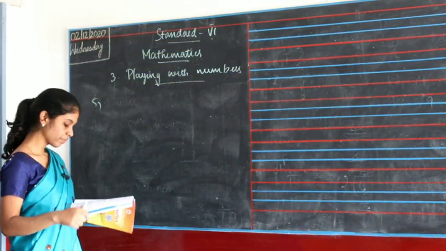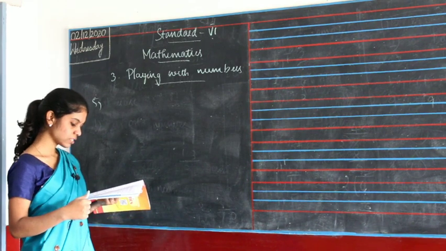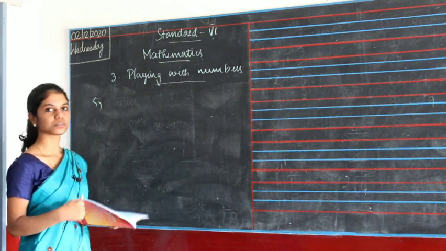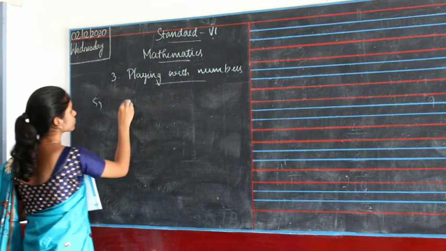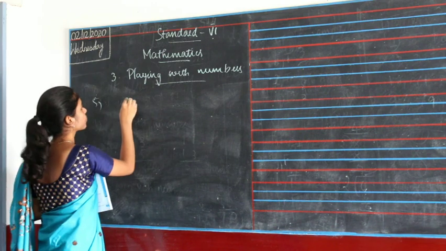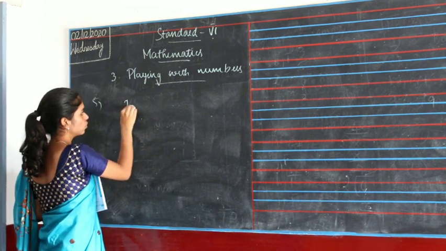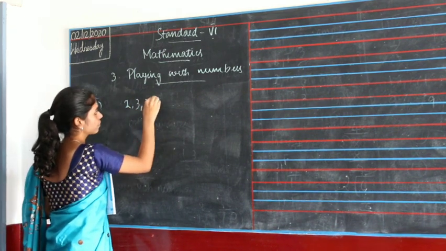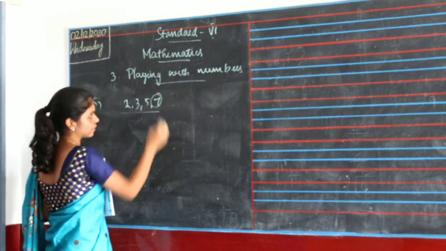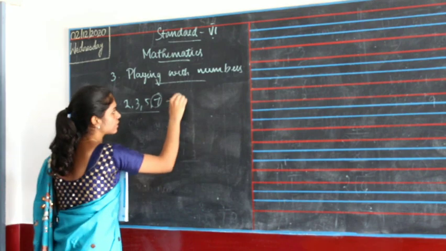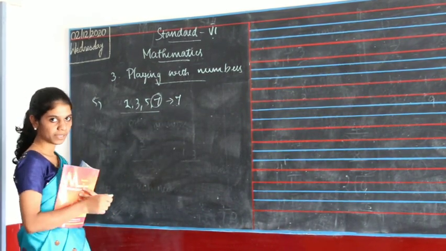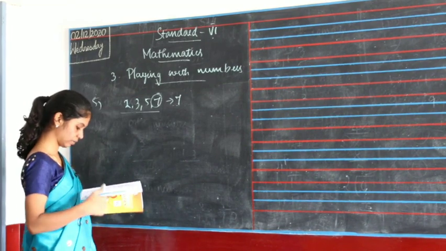Okay. So in the 5th question they asked what is the greatest prime number between 1 and 10. You know, the prime numbers between 1 and 10 you have to write first. First ones: 2, 3, 5, 7. Okay, so in this 7 is the greatest prime number between 1 and 10.